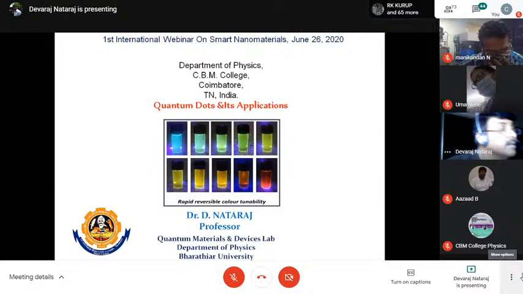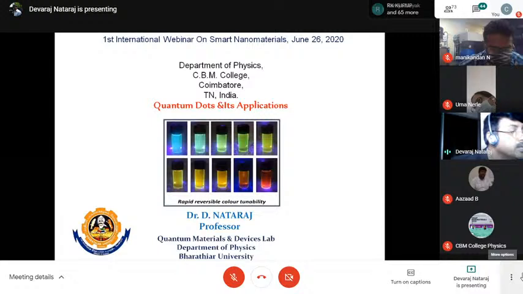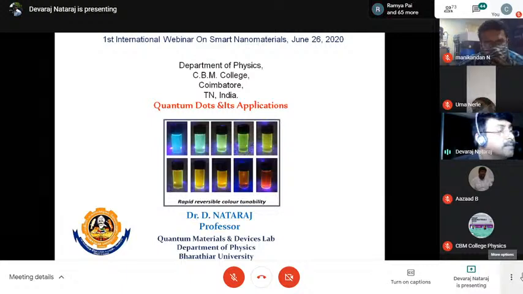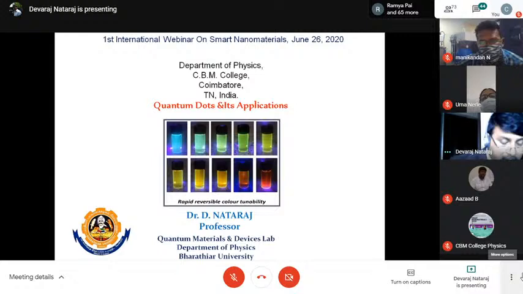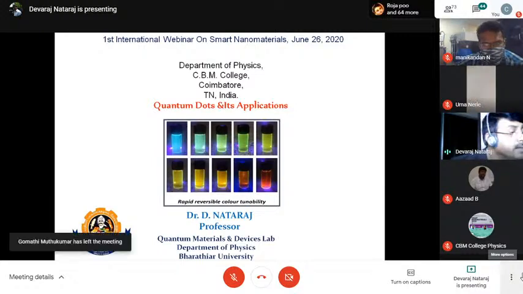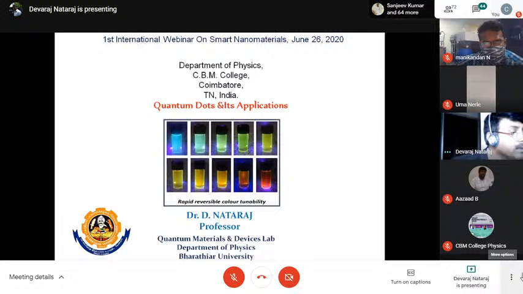Before going to start about the applications of quantum dots, let me introduce the concept of quantum dots. The concept of quantum dots is because of the dimensionality. When you reduce materials to a small dimension, new properties come. One has to understand clearly what those properties are so that you can explore quantum dots at the nanoscale level and use them for different applications.